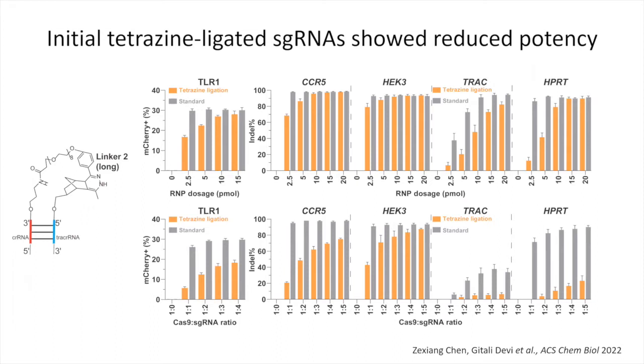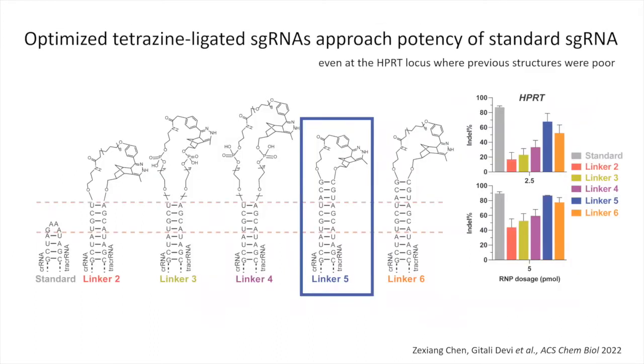So we did a little bit of chemistry. We explored other structures of these tetrazine ligated sgRNAs. This is linker 2, which was the best one previously, and we explored several additional structures, extending the base paired stem and changing the linkers between the tetrazine and norbornene groups and the rest of the guide.